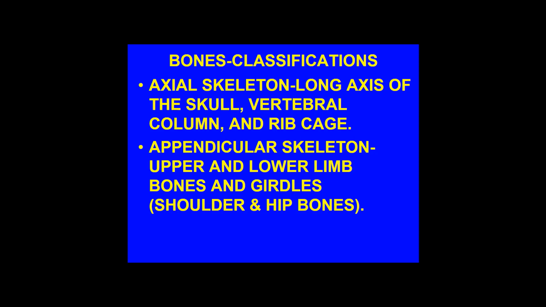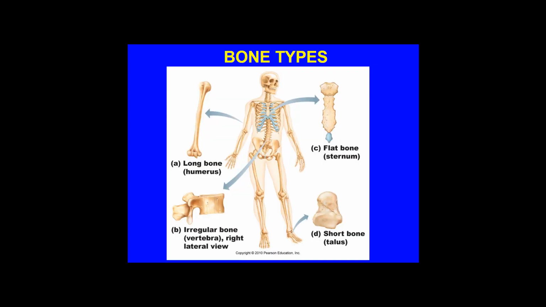Okay? Now, keep in mind that bones are considered organs. They're made up of several different tissues. They have blood vessels, they have connective tissue, they've got nervous tissue, etc. Keep in mind also that there are different varying bone types.